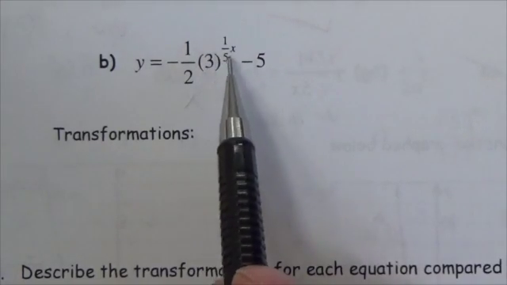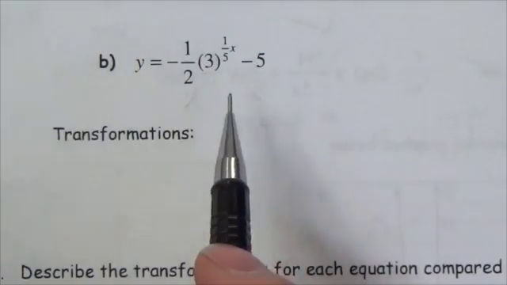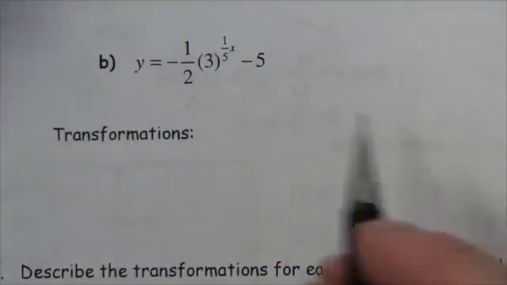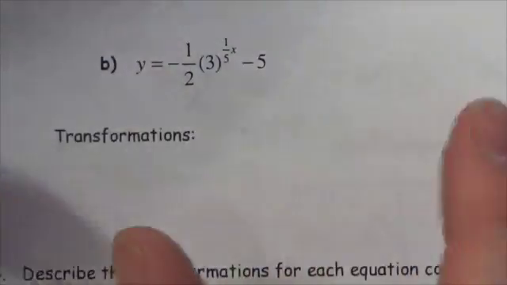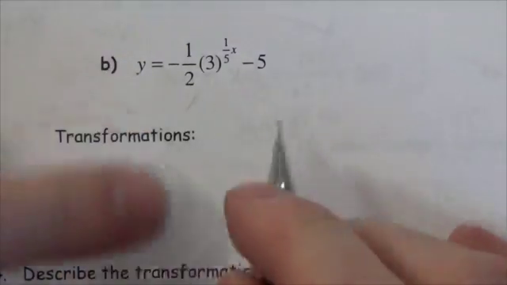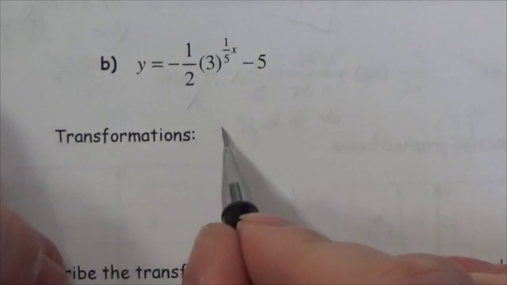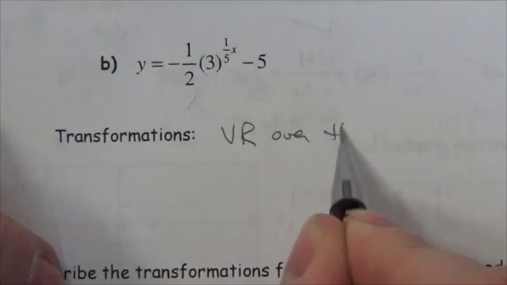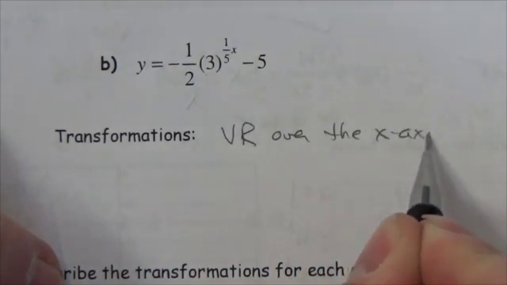The 3 is the base of the function, the base of the exponential function here. That is part of the definition of that function. But everything else here does correspond to a transformation. So first of all, we see a negative in front. That takes the place of a vertical reflection, over the x-axis.